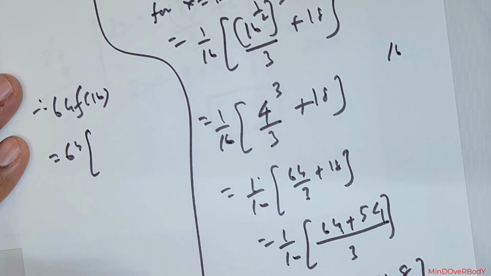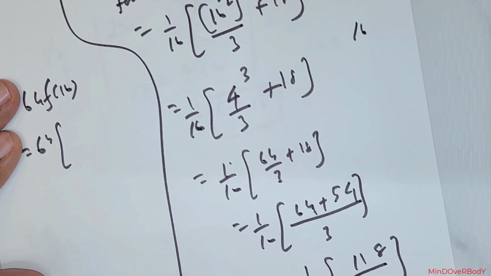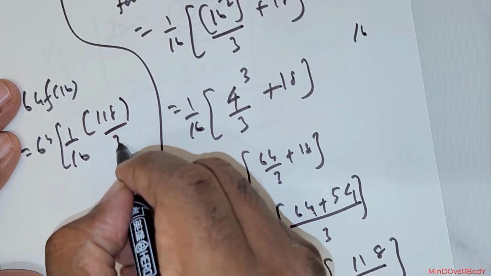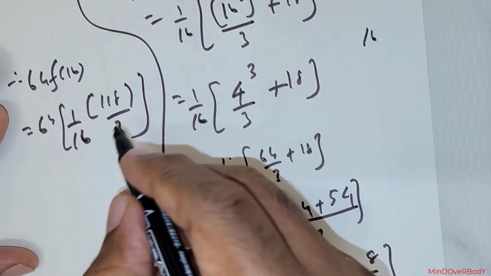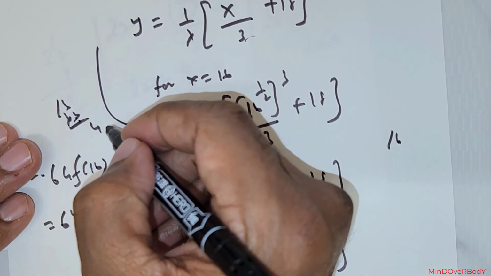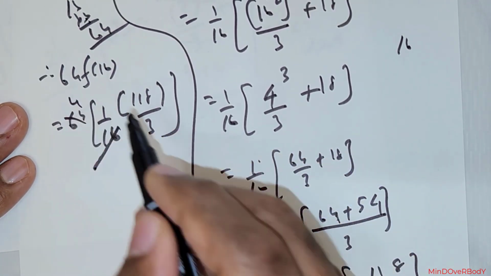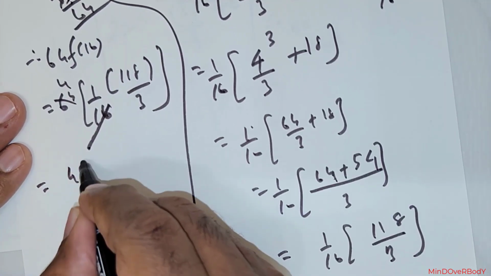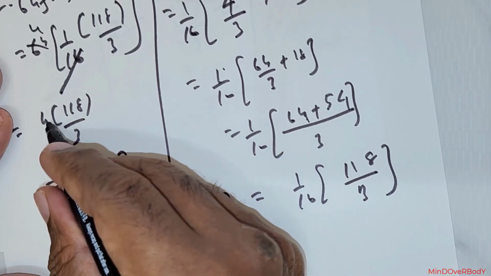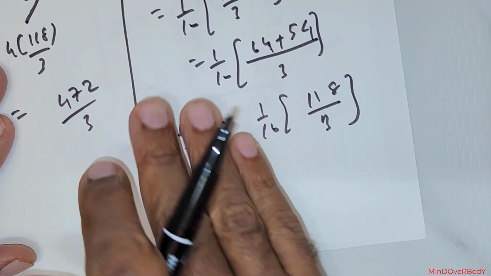Which is equal to 64 times f of 16. F of 16 is 1 over 16 of 118 divided by 3. Right? 16 times 4 is what? 6 4s are 24, 2 4s over 5, 6, 64. So this divides how many times? 4 times. So 4 times of 118 divided by 3. Which is equal to 8 4s are 32, 3, 4 1s are 4 and 7 and 4 and 3. This is what you got.